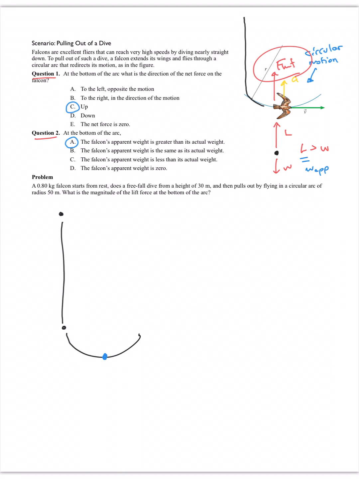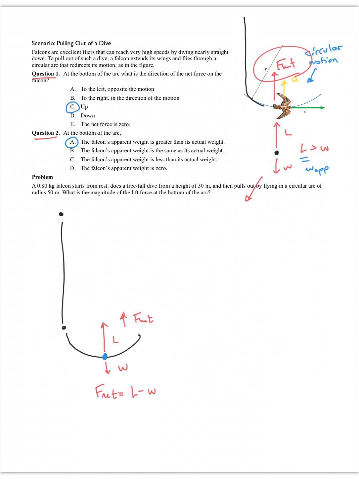Now, in this case, we did the questions first. I'm going to translate what I said about the questions and put it down here. There's an upward lift force. There's a downward weight force. And the net force is going to be equal to the lift force minus W, because F net is directed towards the center of the circle. We know that that's true.